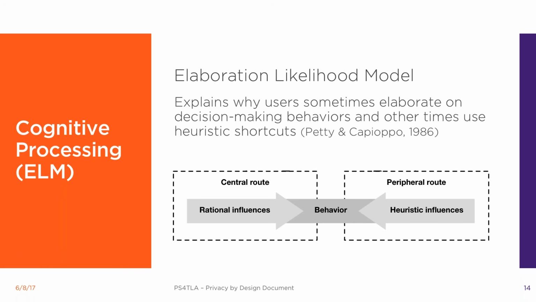So, as I mentioned, there's both rational and heuristic influences on decision making. And it's interesting to see why that is the case. Why are there both rational and heuristic influences? Well, it's because people actually make either more or less elaborate decisions. And this idea is represented by the elaboration likelihood model. When people are in central route processing, they are more influenced by these rational influences, whereas if they are in peripheral route processing, they are more influenced by these heuristics.